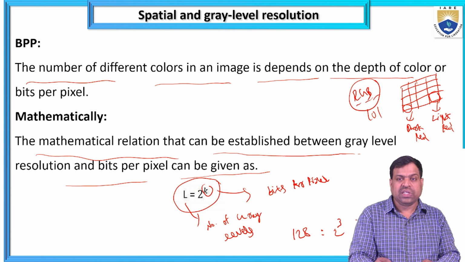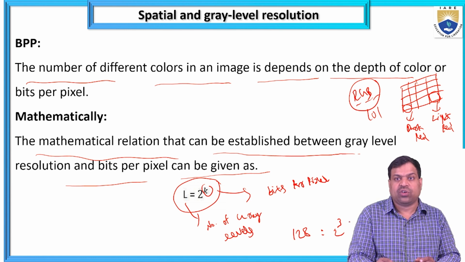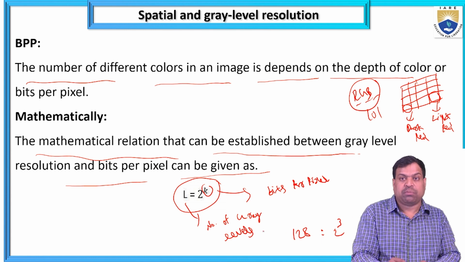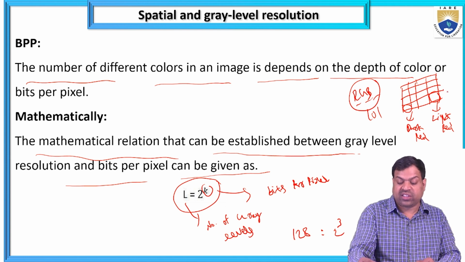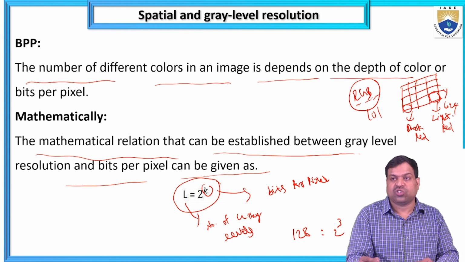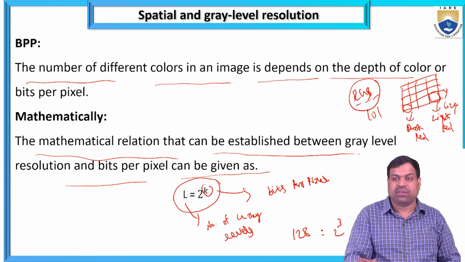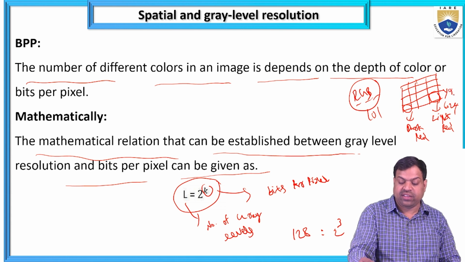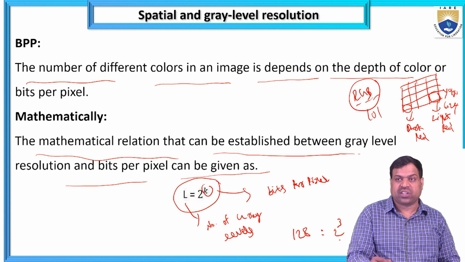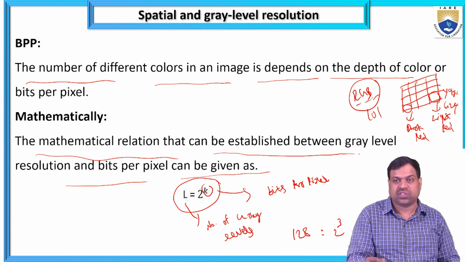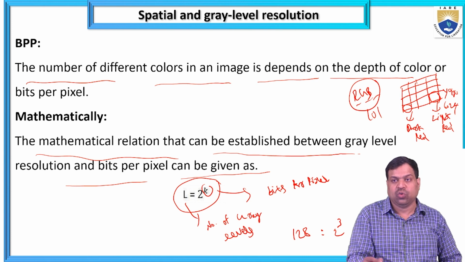So the relation L equals 2 power K, where L is the number of gray levels. How many pixels are there? Here the image has 1024 pixels in total, but how many gray levels are there in it? Suppose 980 gray levels. So 980 equals 2 power the number of bits per pixel. How many bits per pixel are there? Suppose 3 bits per pixel, so 128 equals 2 cube, like this.